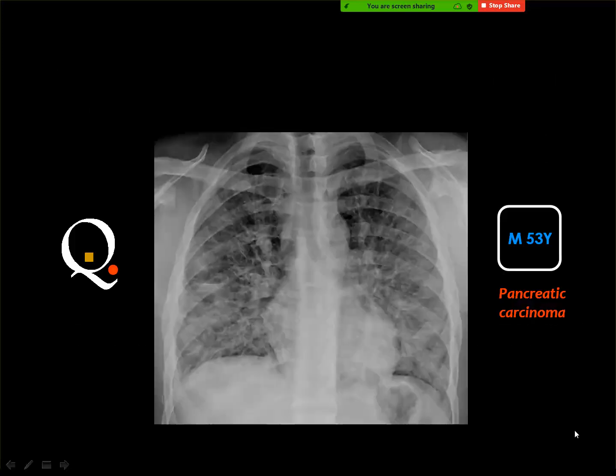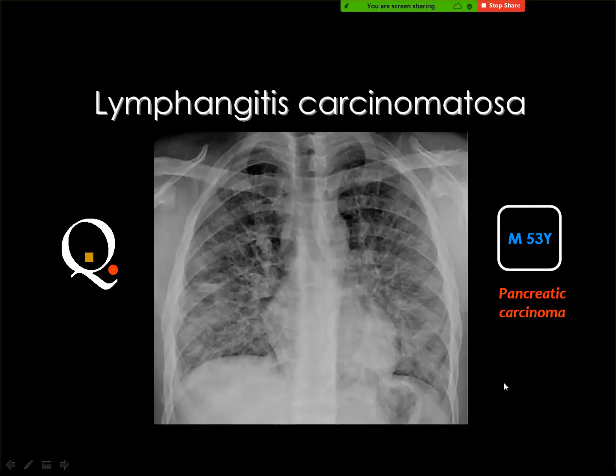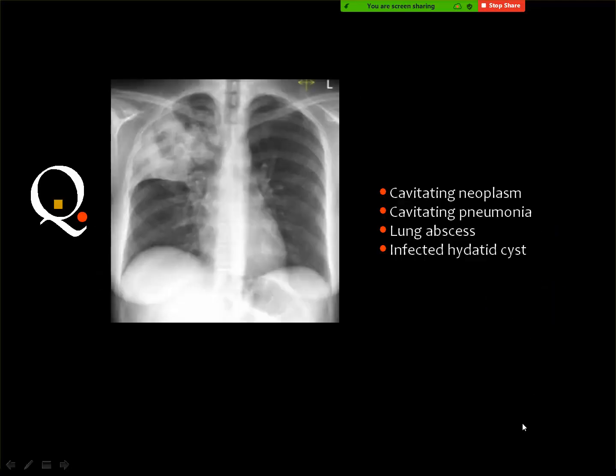Then what do you think? Lymphangitis carcinomatosa. Yes, very good. You see extensive interstitial opacities in the presence of a non-primary malignancy. Then you diagnose this. And what do you think?